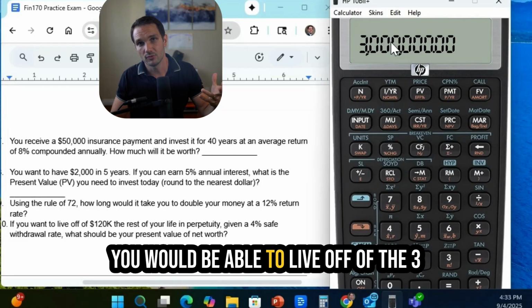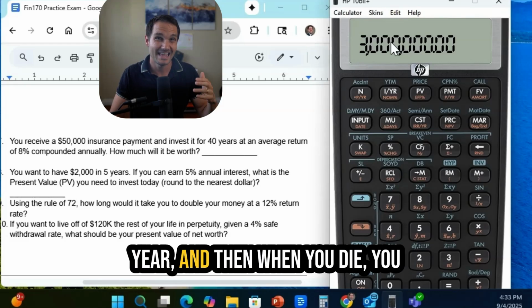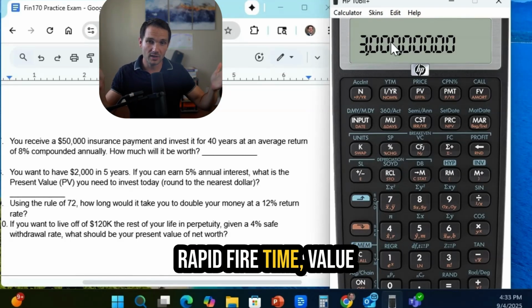You would be able to live off of the $3 million, get the $120,000 every single year, and then when you die, you still have the $3 million in the bank. That's it for today. That's 10 rapid fire time value of money questions.